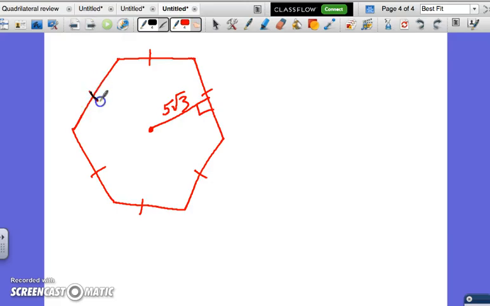All right, so look at the sides. 1, 2, 3, 4, 5, 6 sides. So go ahead and hit pause on the video, see if you can figure this one out for yourself, and then come back to me and we'll see what you can do.